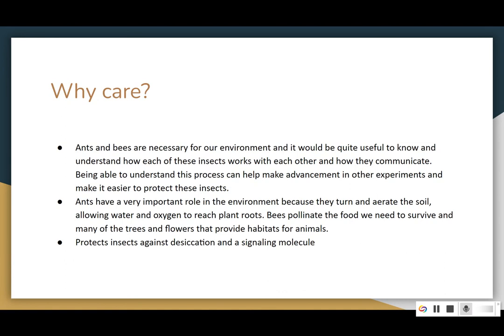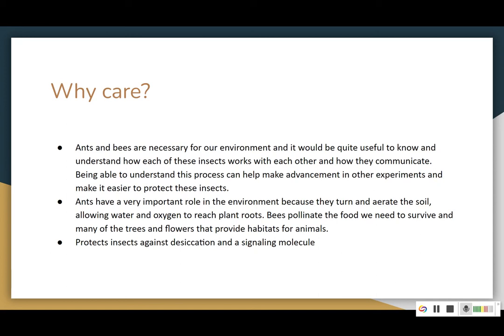So why care? Ants and bees are both very necessary for our environment, and it is very useful to be able to understand how these insects work and how they communicate with each other. And because we are able to understand these processes, we can make other advancements in other experiments and make it easier to protect these insects.